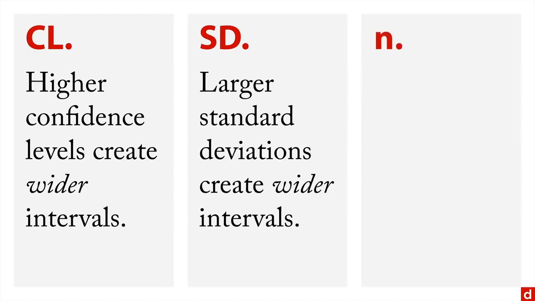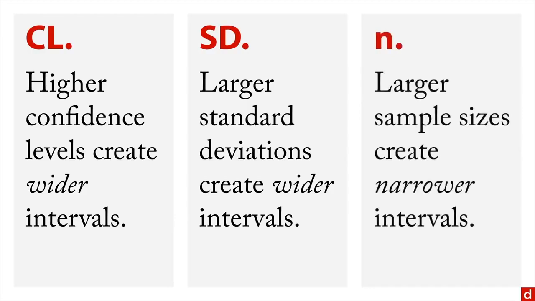And then finally, there's the N, or the sample size. This one goes the other way. Larger sample sizes create narrower intervals. The more observations you have, the more precise and the more reliable things tend to be. I can show you each of these things graphically.